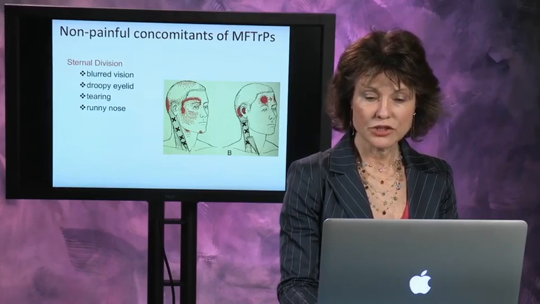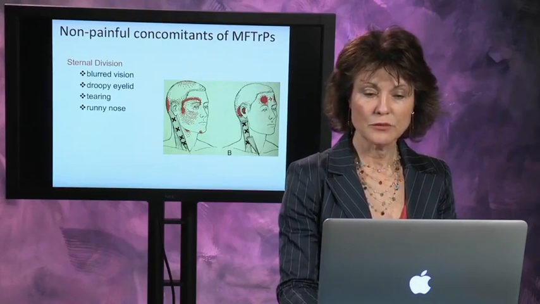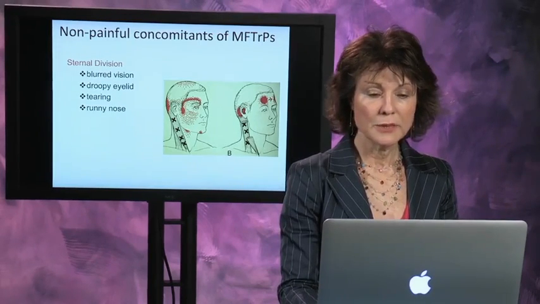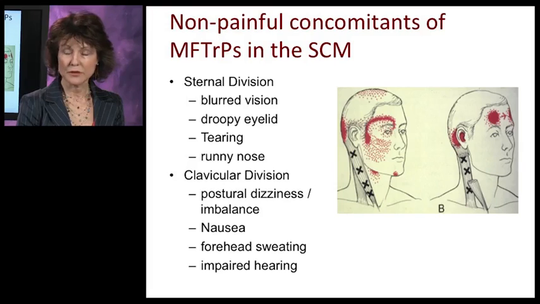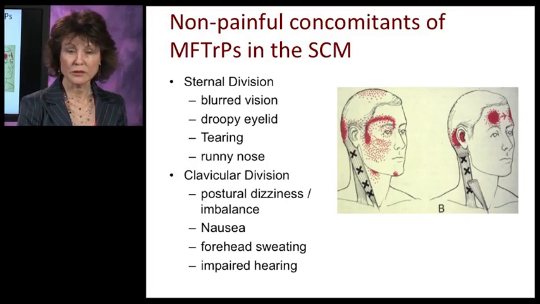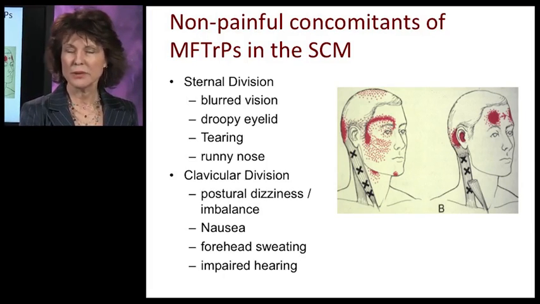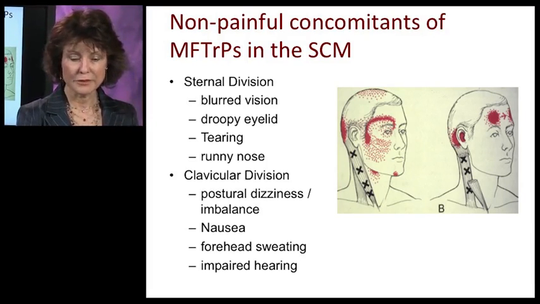The clavicular division of the sternocleidomastoid muscle refers pain primarily into the forehead and into the ear. Concomitant autonomic symptoms with the clavicular division trigger points include postural dizziness and imbalance, nausea, forehead sweating, and sometimes a complaint of tinnitus or impaired hearing.